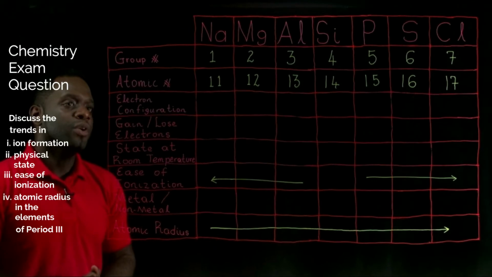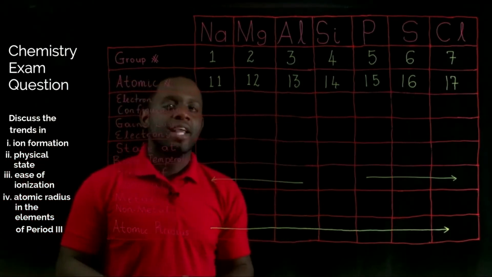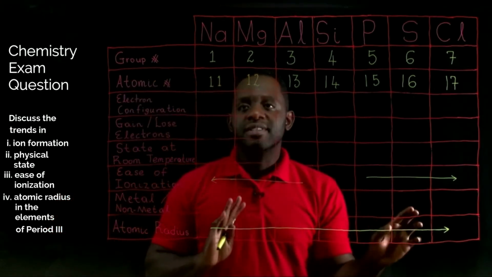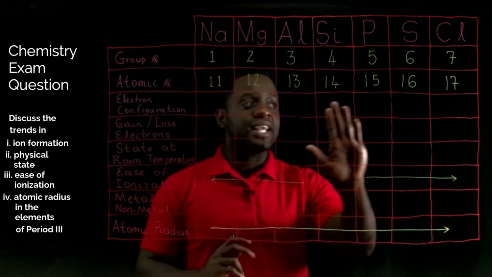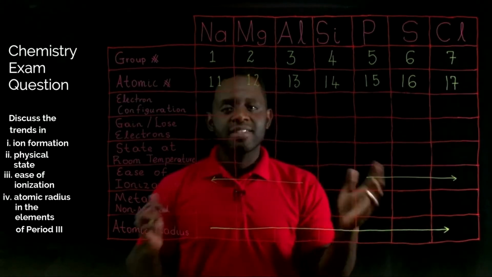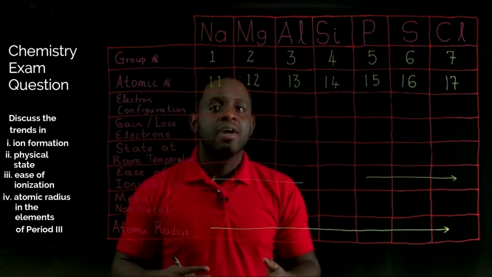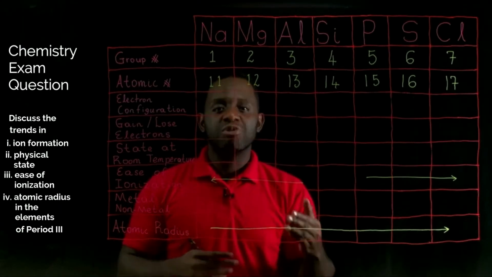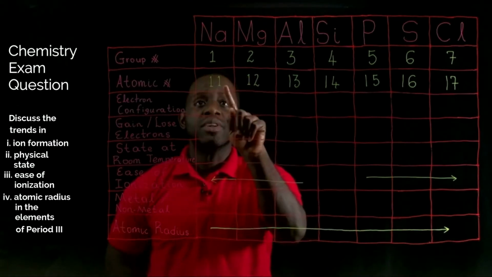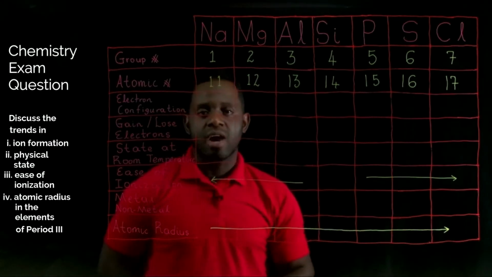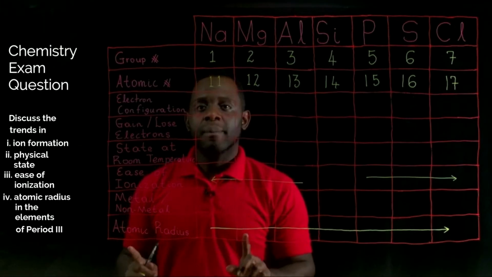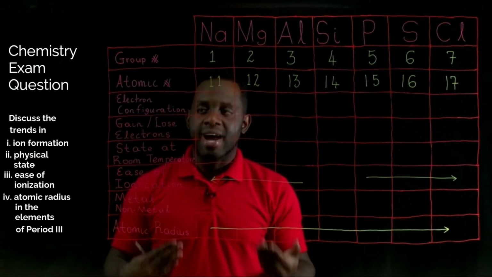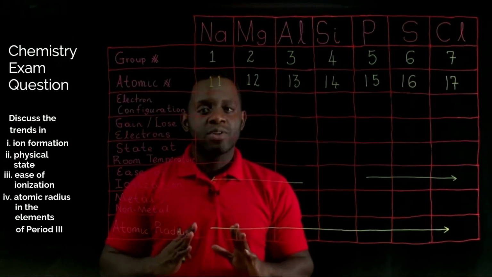Let's start by looking at the atomic number of the elements in period 3. So going across from left to right, we see that we have an increase in atomic number. And that's how the periodic table is arranged. The periodic table is arranged in order of increasing atomic number. Sodium has 11 protons. That is because the atomic number is the number of protons in the nucleus of an atom. An atom is also neutral.